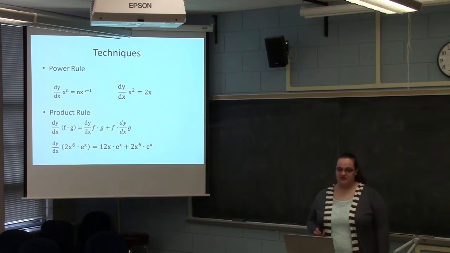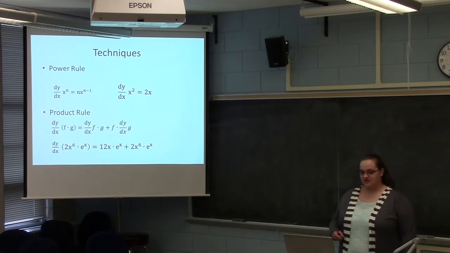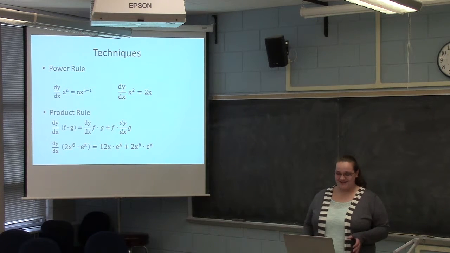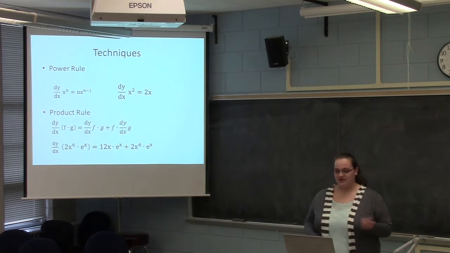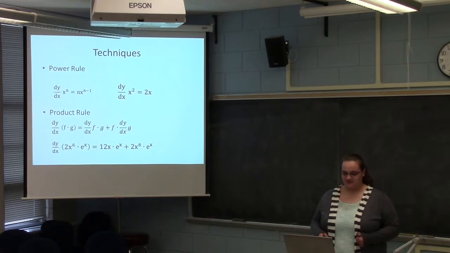So the product rule is just taking the derivative of two functions multiplied together. And to do that, you just take and you leave, so you take the derivative of the first function and times it by the original function for the second one, and you leave that alone. And then you add the original function times the derivative of the second function.